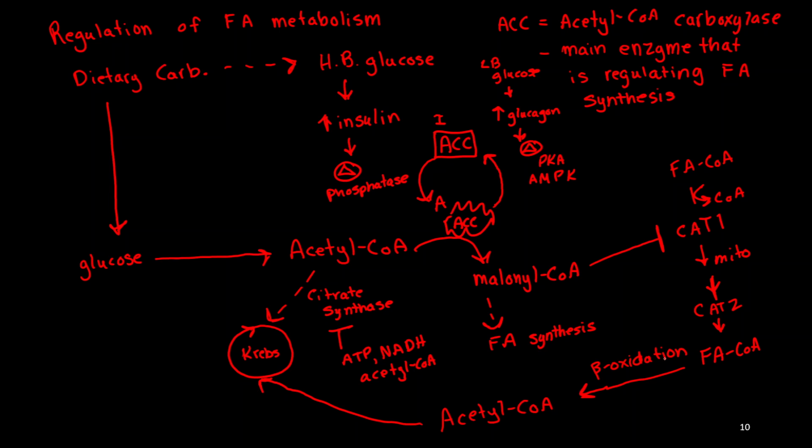Now, beta-oxidation itself is going to be regulated by a few things. So acyl-CoA, when you have a lot of that around, it's going to inhibit beta-oxidation. You don't need to make more acetyl-CoA if you already have a lot of acetyl-CoA around. And then the NADH to NAD plus ratio. When that is high, that is also going to inhibit beta-oxidation. Does that make sense why it would do that?